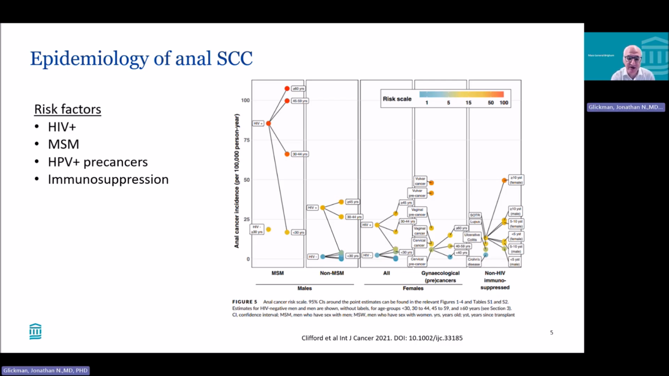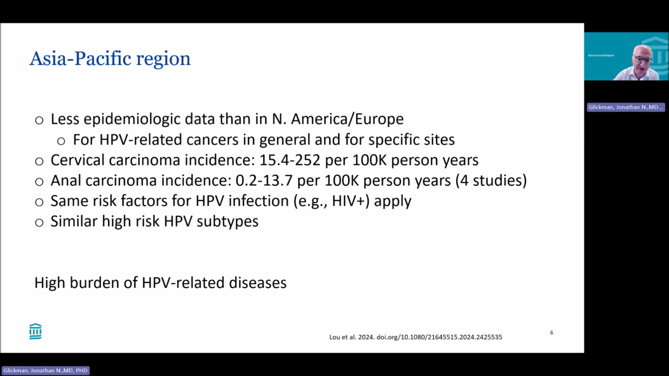Most of the studies that this particular study is analyzing are really from the Western world. There's less epidemiologic data in the Asia Pacific region. This is true for both HPV-related cancers in general and for specific sites such as the anus. The studies that have been published indicate that the incidence rates are generally in the same ballpark as in the Western world, but there are relatively few studies, so there's a wide range of reported incidences.